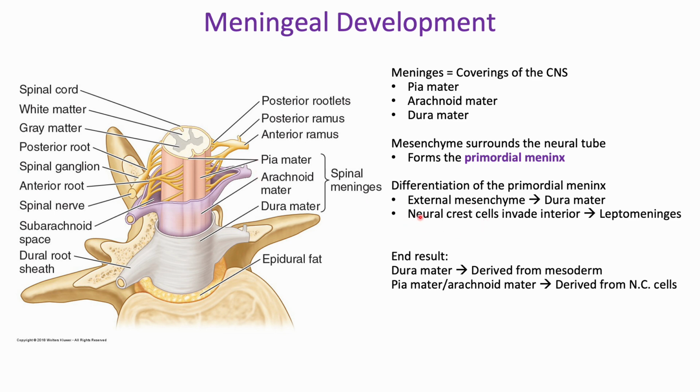Okay, so one more time, we have the primordial meninx that is made up of mesenchymal tissue. The external components are going to give rise to the dura mater. Internally, closer to the spinal cord, you have invasion of neural crest cells, which is going to give rise to the leptomeninges, which refer to the pia mater and the arachnoid mater.